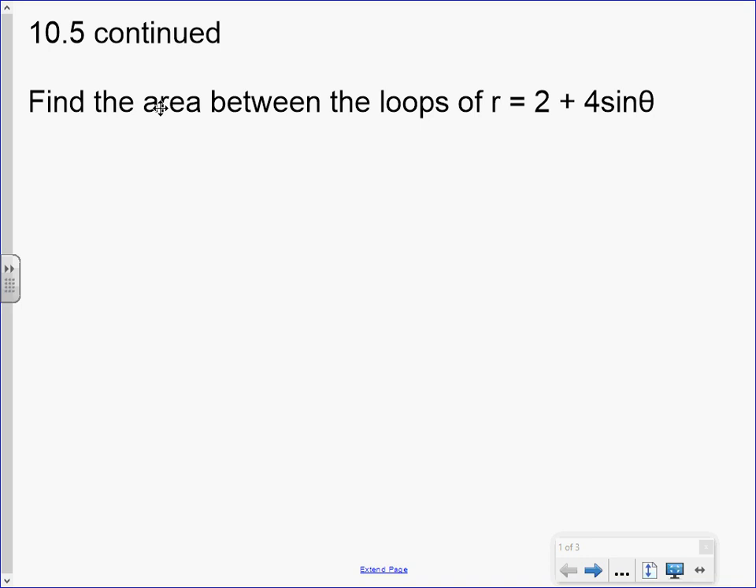Okay, so we're going to talk about area between curves. I have 3 examples for you. Are you ready? Okay, well, I'm giving you that this is a loop, right?